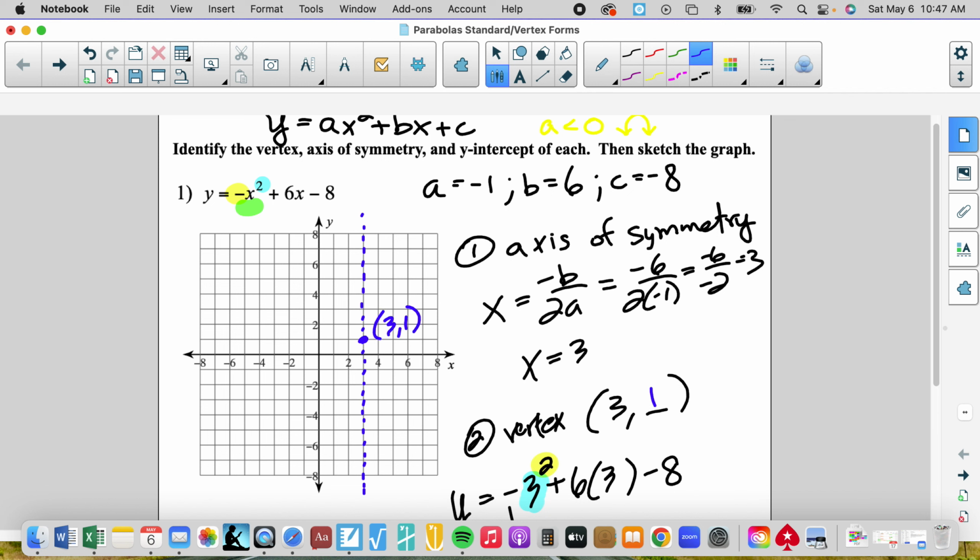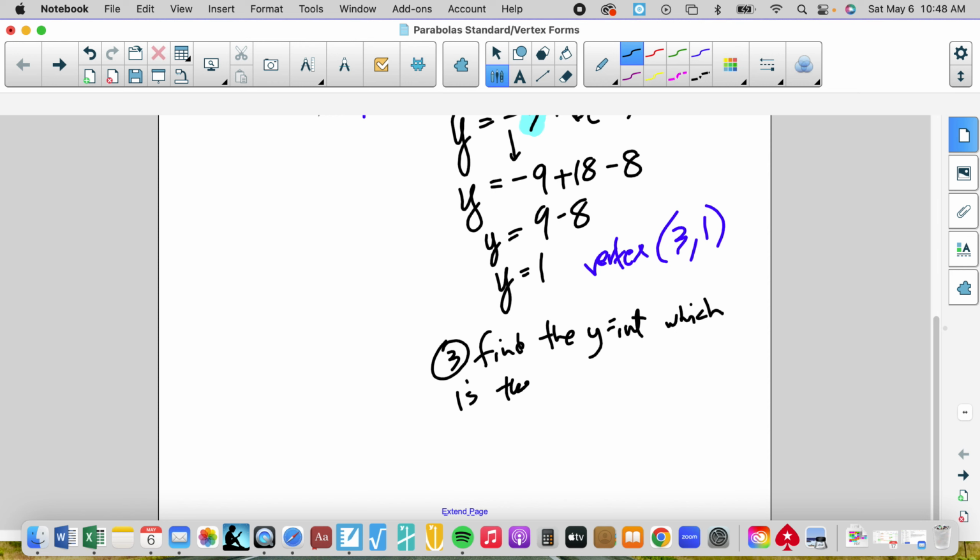Number 3 is going to be the y-intercept. Now this is a freebie. Vertex was calculated. To find the y-intercept, well, we know that it's always going to equal the c value.